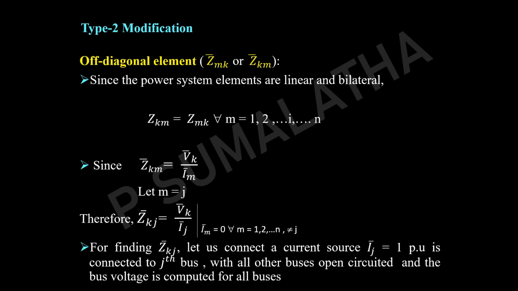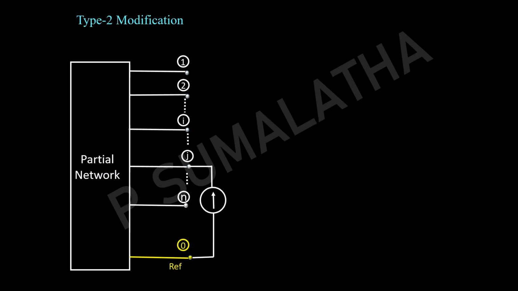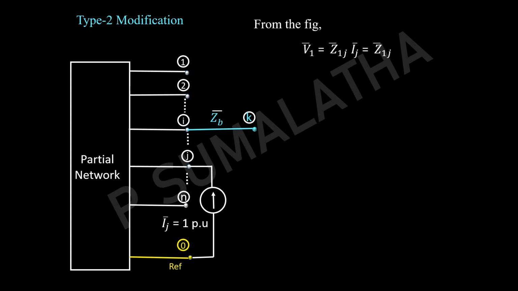Now we are going to inject the current at the jth node, of the same magnitude of 1 per unit, and let us consider all the rest of the nodes are open circuited, and we are going to compute V suffix k under this condition. So now let us add the current at the jth node of magnitude 1 per unit, and the kth node is connected to the ith bus, which has the branch impedance Zb. From the figure you can say V1 equal to Z1j into Ij. Why Z1j? Because here I don't have current. So now I can't write the values as Z1k into Ik, because my Ik current is not there.